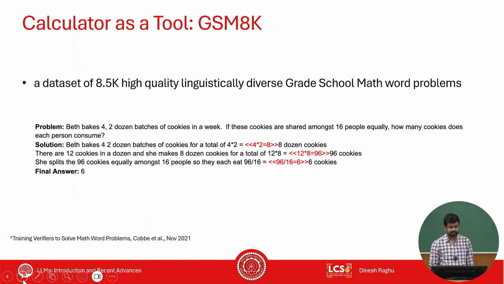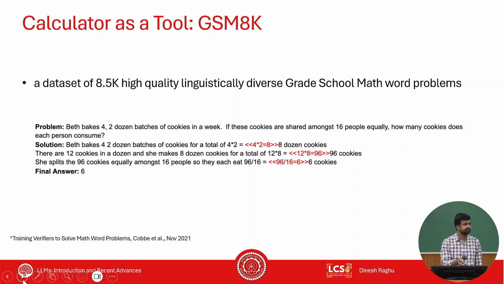So let's talk about GSM 8K and the paper that described this, right? The main contribution of this paper was that they created a very simple grade school math word problems data set. It had around 8K question answer pairs, and hence the name GSM 8K. And this is how the problem and the solution look like, right?